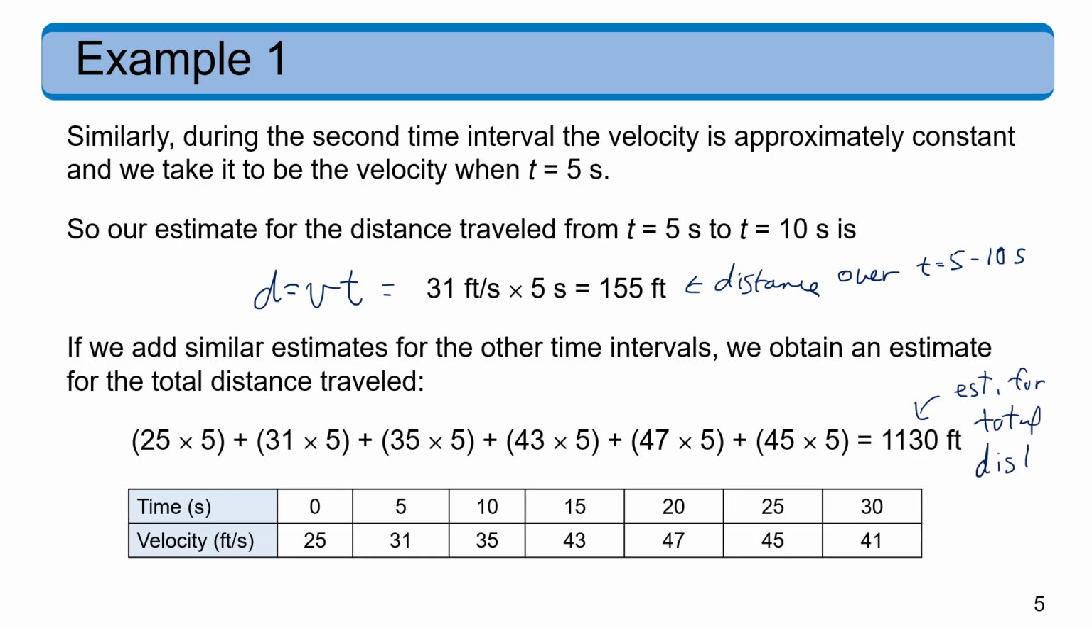Now we know it's only an estimate because we made that assumption that over each 5 seconds the velocity stayed constant, and we know that's not really the case. Notice the velocity is constantly getting bigger. It never goes, well, no, down here it goes down. So our first approximation is an underestimate because we assumed the velocity stayed at 25 when actually it gradually got larger. And some of them are overestimates. Right here, 20 to 25, we assumed the velocity stayed at 47, but it actually got gradually smaller over that time interval.